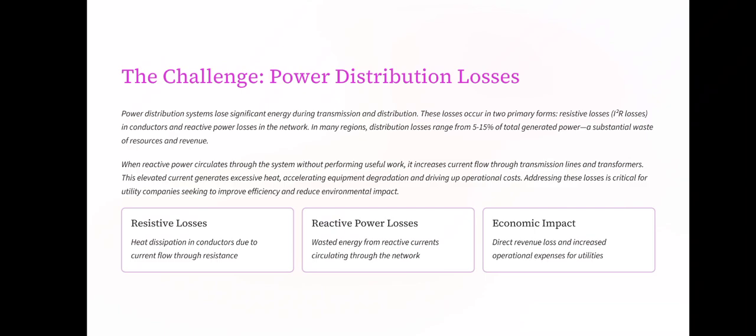Resistive losses: heat dissipation in conductors due to current flow through resistance. Reactive power losses: wasted energy from reactive current circulating through the network. Economic impact: direct revenue losses and increased operational expense for utilities.